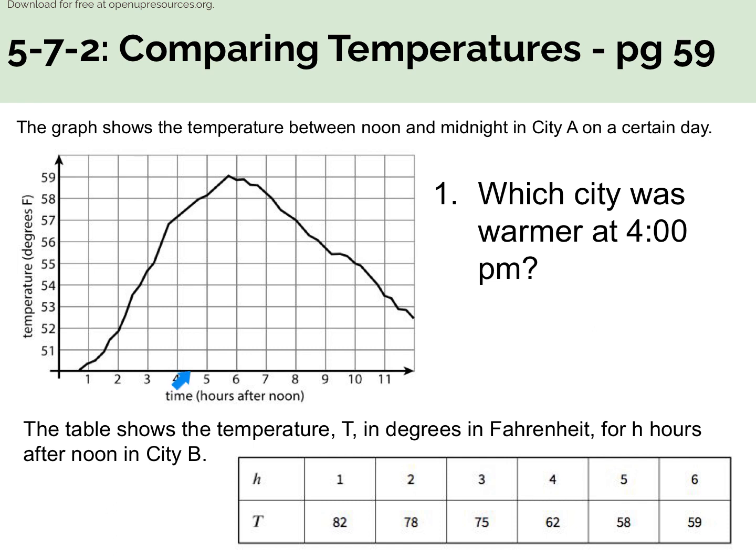So on the graph, here's 4. We'll go up there. Okay, so that's about 57. So I'm going to say city A is 57 degrees. Then let's look at the table. 1, 2, 3, 4. Okay, so that's city B.